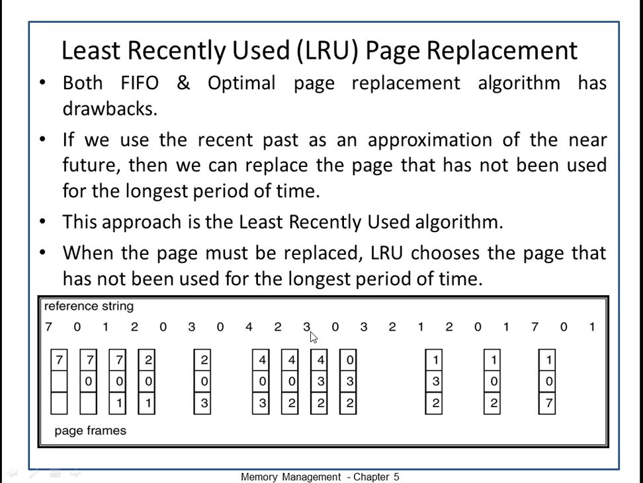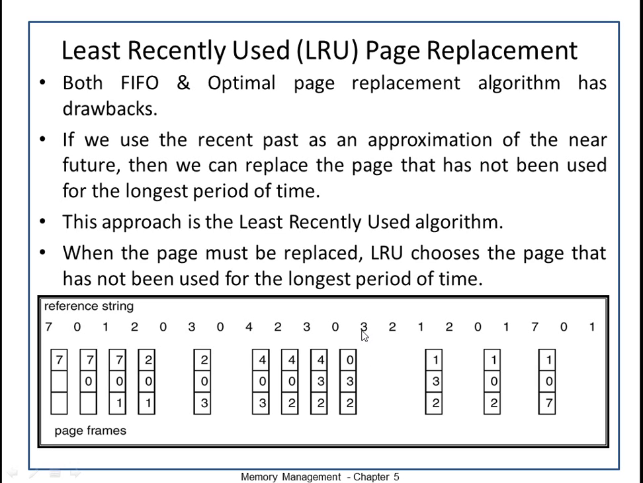Now again 3 is required. Again 2 was used immediately before, before that 4 was used, and before that 0 was used. So we will select 0 for replacement, and 0 is replaced by page 3. Now next we will require 0. Again we will check the page which is the farthest used. So it is 4, and we will select it for replacement. So we will put 0 at the victim frame 4.